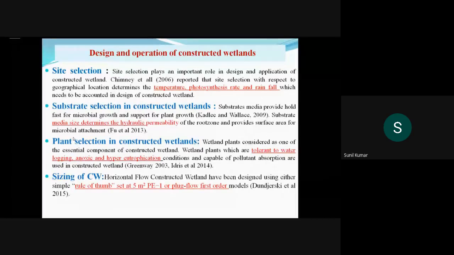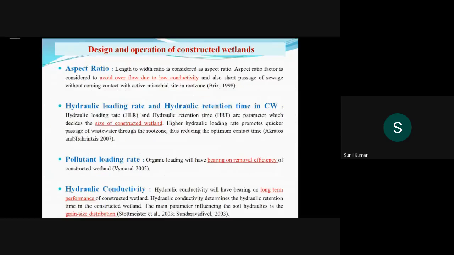See, plant selection is also based on certain absorption rates. Certain plants are very tolerant to heavy metals. Those plants also can be taken up, and I will show you which plants have been considered for the constructed wetland in a later slide. Then sizing. Generally, approximately 5 square meters per person equivalent is considered for the constructed wetland. This is an approximation, and moreover, a scientific calculation methodology is also available.